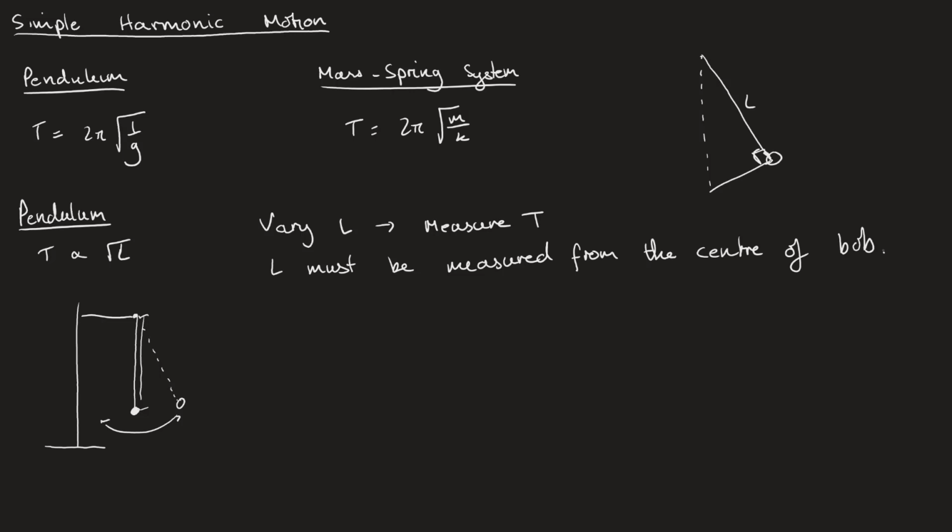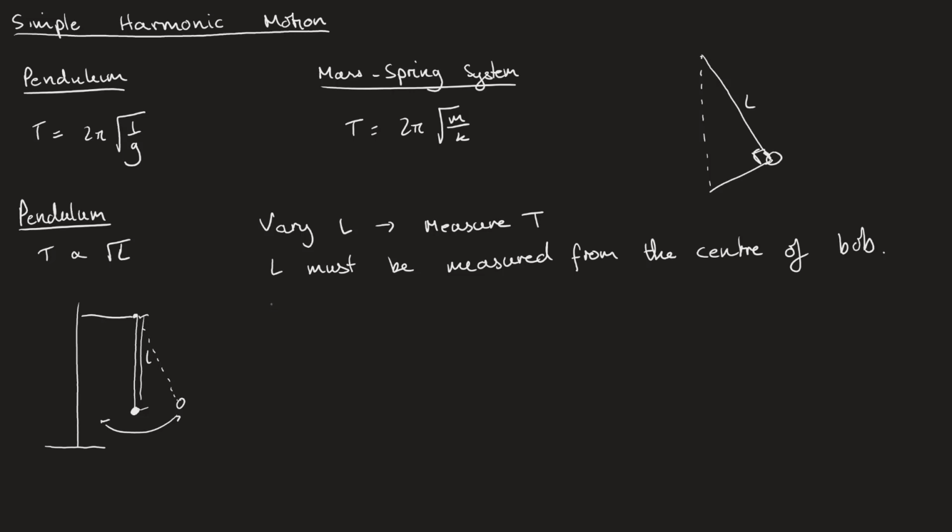So now we know we're going to have to vary L, and L is going to be measured from the center of the bob to the clamp stand. So this is the length L here. Then we are going to measure T. In order to reduce the uncertainty on the time, we don't actually want to just record one time period.